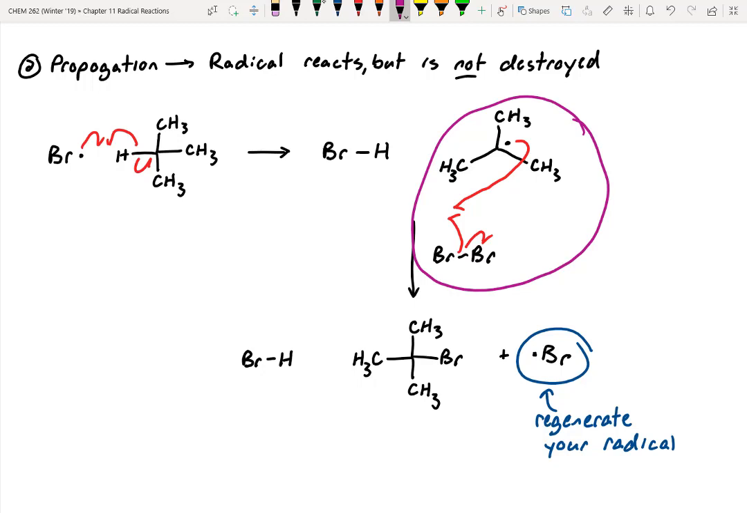Yep. In real life, we don't have just a bunch of radicals freely floating around all the time. Yeah, that's a good point. So maybe it's a tiny percentage of your solution that's bromine radicals. But if you're constantly regenerating it, it doesn't get used up. However, your organic starting material eventually will get exhausted. What I mean by that is this organic starting material, after a while, will eventually get all used up, and you will have created nothing but this in solution. So then the question is, what happens after the propagation has used up all of the organic starting material? That leads us to our next step, which is called termination.